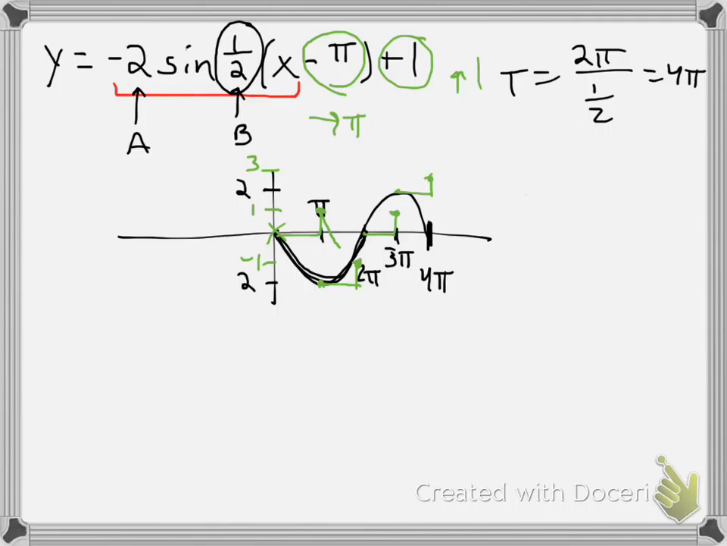Where am I at here? Oh, I got to do the last one. To the right 1, which would put me at 5 pi, and up 1. There we go. So connect the dots.